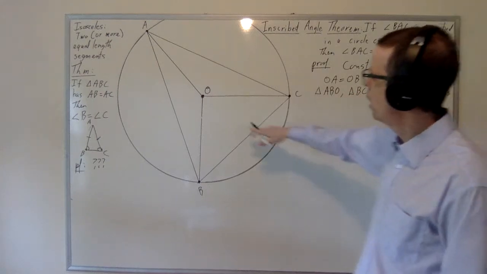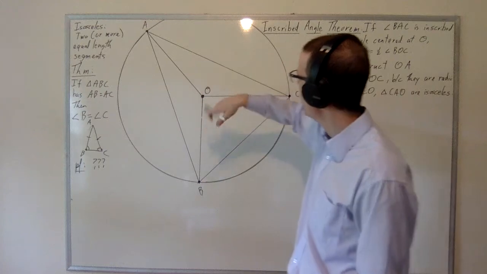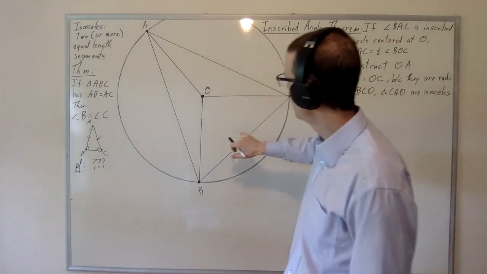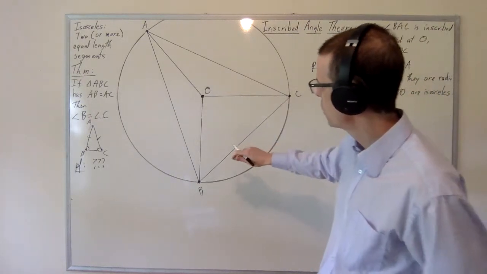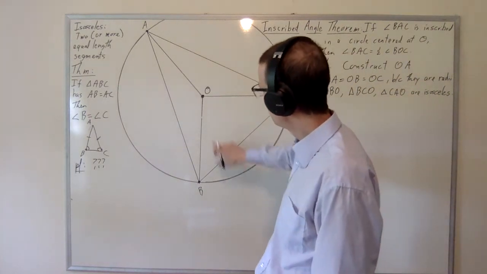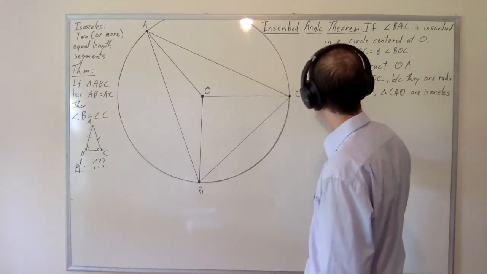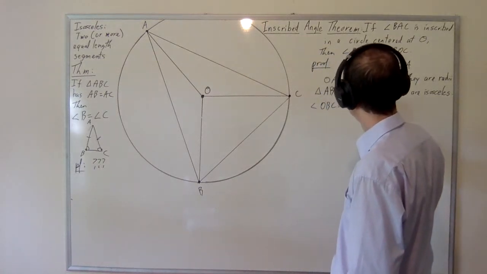We know that AB, AC, and OB, OC, and OA are all congruent. We know that each of these smaller inner triangles is isosceles, and so we get equal base angles for those triangles. So what does this mean in our cases? This means that OBC equals OCB. So we get angle OBC equals angle OCB.